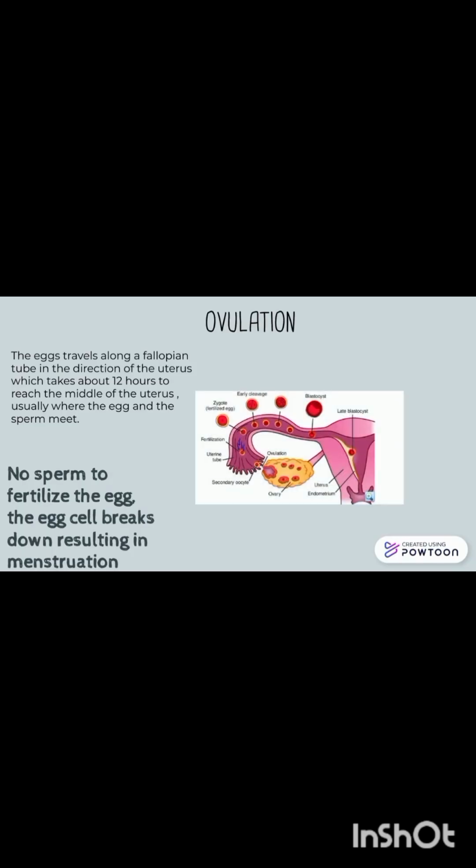Ovulation. Ovulation is the process where the egg travels along a fallopian tube in the direction of the uterus, which takes about 12 hours to reach the middle of the uterus, usually where the egg and the sperm meet. If there is no sperm to fertilize it, the egg cell breaks down, resulting in menstruation. Here is the diagram showing all the process of evolution.